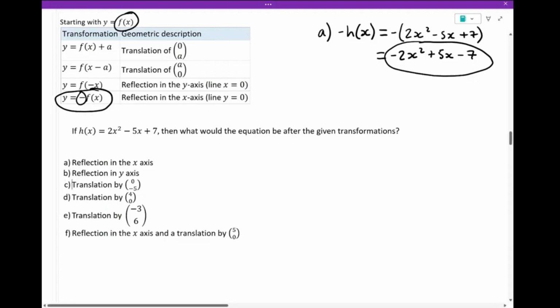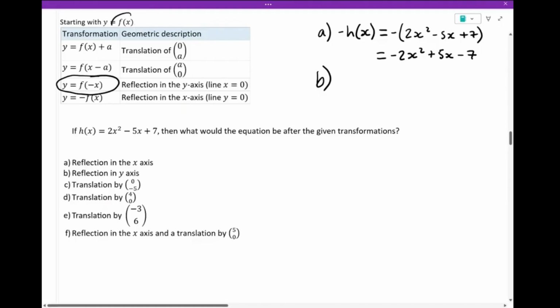Let's have a go at part B. So part B is a reflection in the y-axis instead. So in my table, that is going to be this one here. And this is saying that if you've initially got f of x, you need to replace the x there with a negative x to get your new equation. Okay, so for h of x, I'm going to replace the x with a negative x.